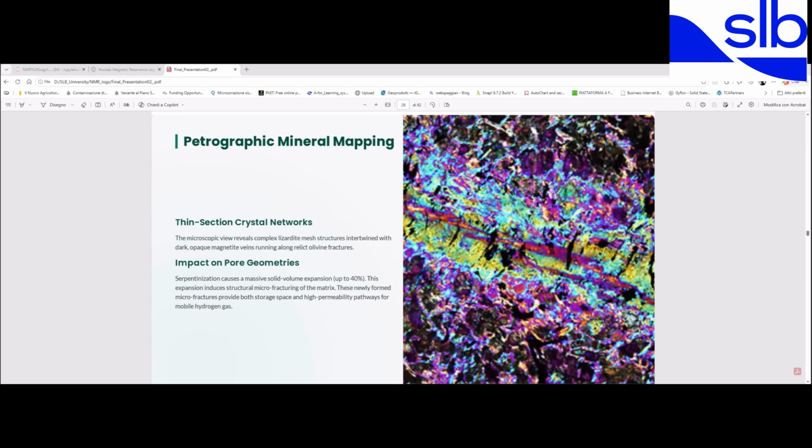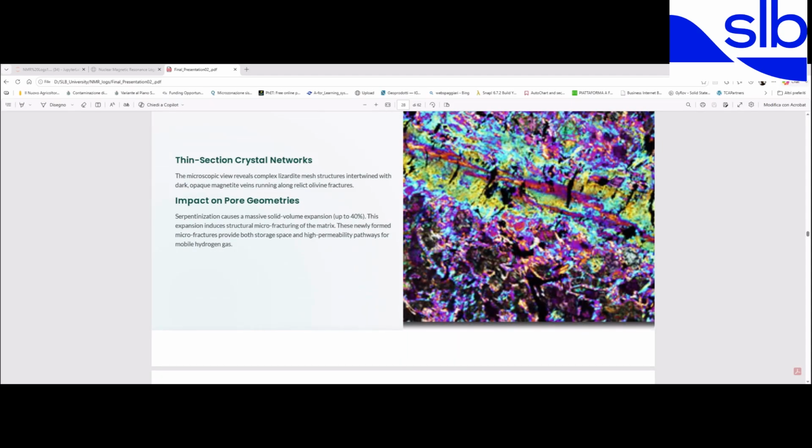So this is an image from laboratory petrographic mineral mapping. The thin section of crystalline networks. The microscopic view reveals a complex lizardite mesh structure intertwined with dark, opaque magnetite veins running along relict fractures, impacting pore geometry. The serpentinization causes a massive solid volume expansion.